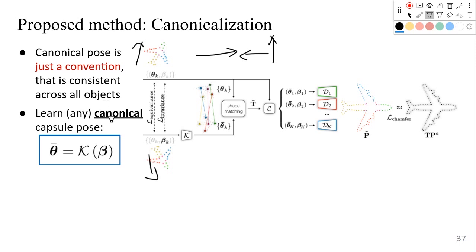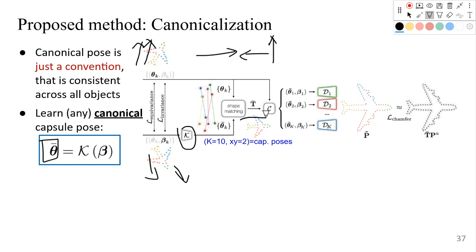And then to learn this canonical pose, we will need this K. K in this case is just an MLP. The input is the descriptor here, beta K, and we will estimate this theta bar here. So this is the pose A, this is the pose B, and this is the canonical pose. Again, this is any pose. It doesn't need to be this direction, just any pose.